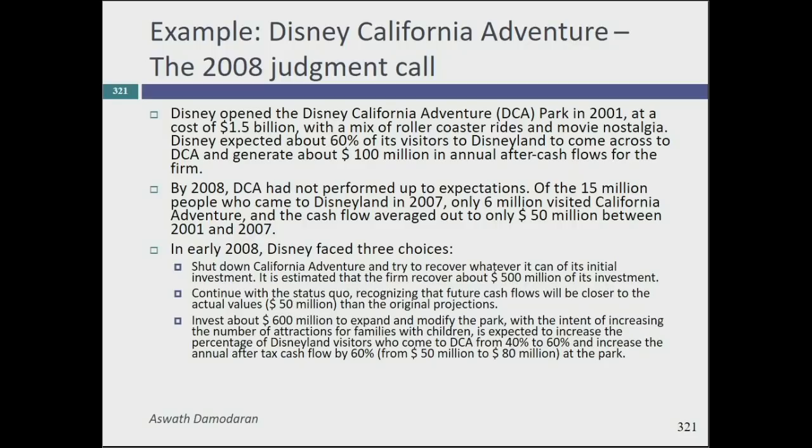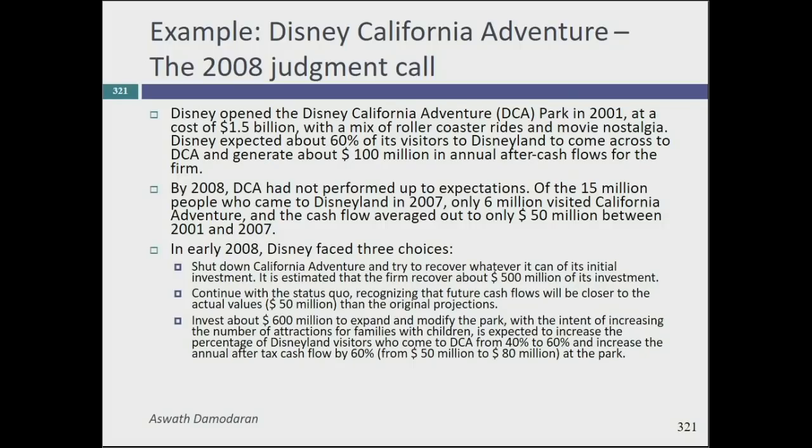By 2008, Disney realized it had screwed up. It discovered that only 40% of the people who went to Magic Kingdom were crossing and coming into California Adventure. They had originally projected cash flows of $100 million a year on the theme park. They were coming in closer to $50 million. So in 2008, Disney faced a big choice with California Adventure. And here were the choices.